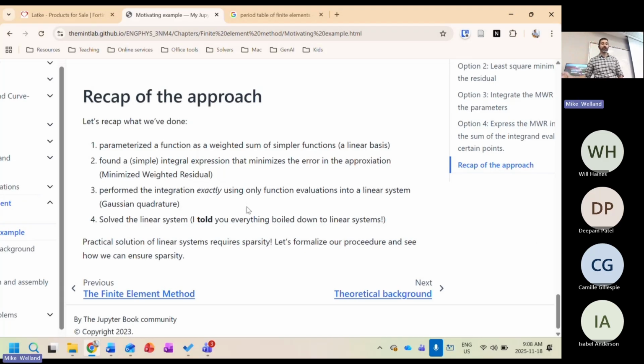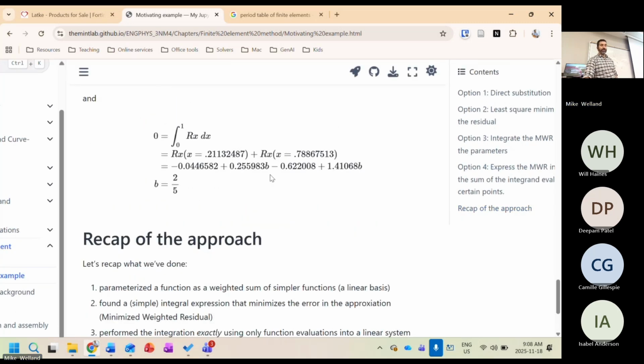We perform the integration exactly up to cubic order using Gaussian quadrature. And then we solve the linear system, right? This turns into something where you have an unknown value times something is equal to something else. That's a linear system, right? What we're eventually going to do is have a whole vector of these unknown parameters. We're going to have to solve for them simultaneously. We're back to linear systems.